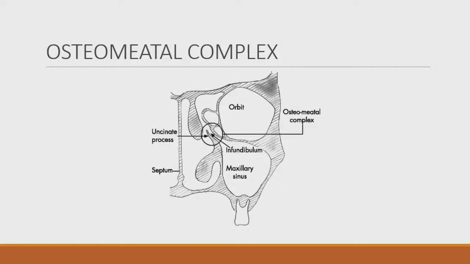Here you can see the orbit, the maxillary sinus opening and the sinus itself, the inferior turbinate and the part of the middle turbinate which is attached to the cribriform plate. So here, at the level of the infundibulum and the hiatus semilunaris, that is the space between the uncinate process and the anterior part of the bulla ethmoidalis, this part is known as the osteomeatal complex.